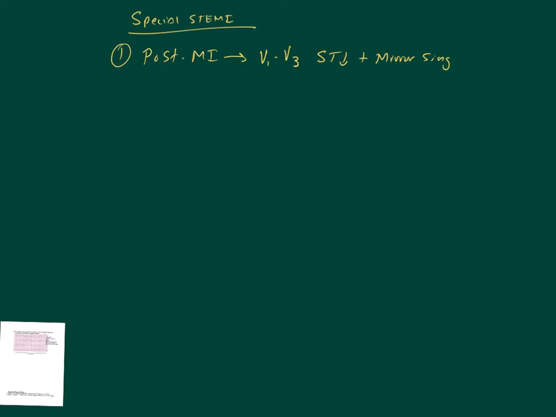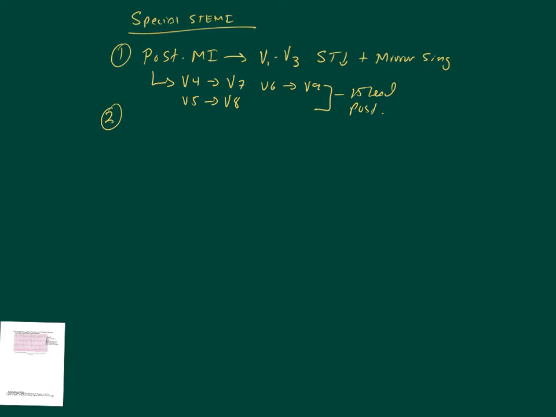So if we see that, what do we need to do? Move V4, V5, V6 to the back. V4 becomes V7, good. V5 becomes V8. V6 becomes V9, right? And this is also known as a 15 lead or a posterior. You guys cool with that? Okay. So that was the first special STEMI.